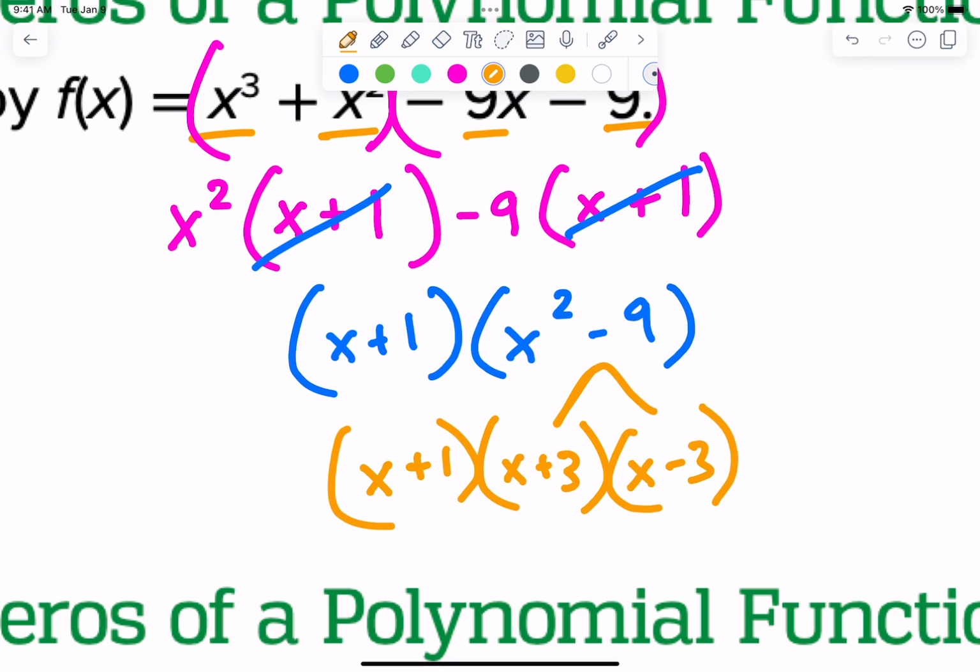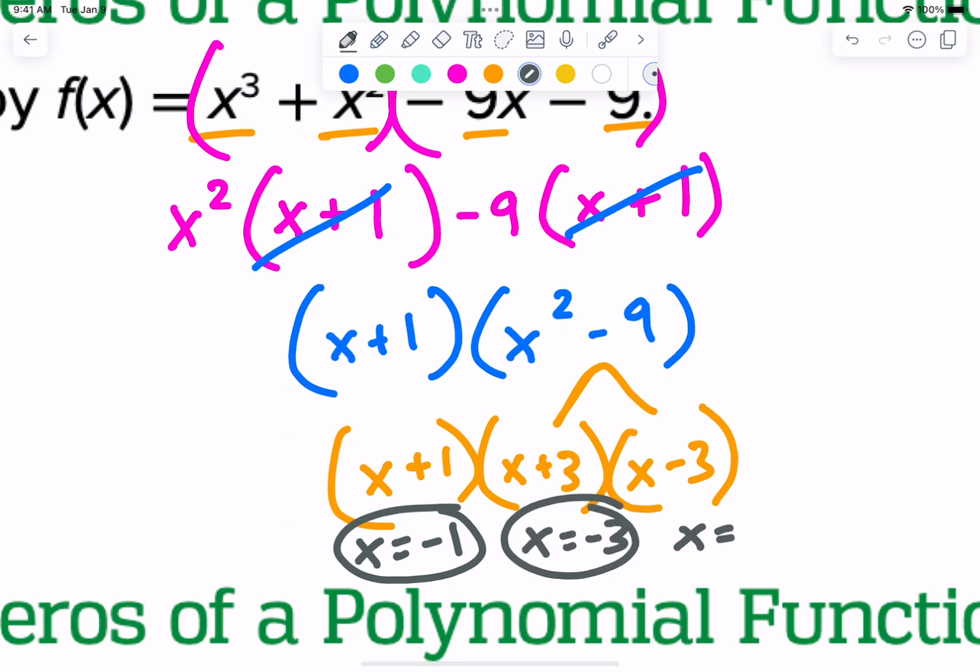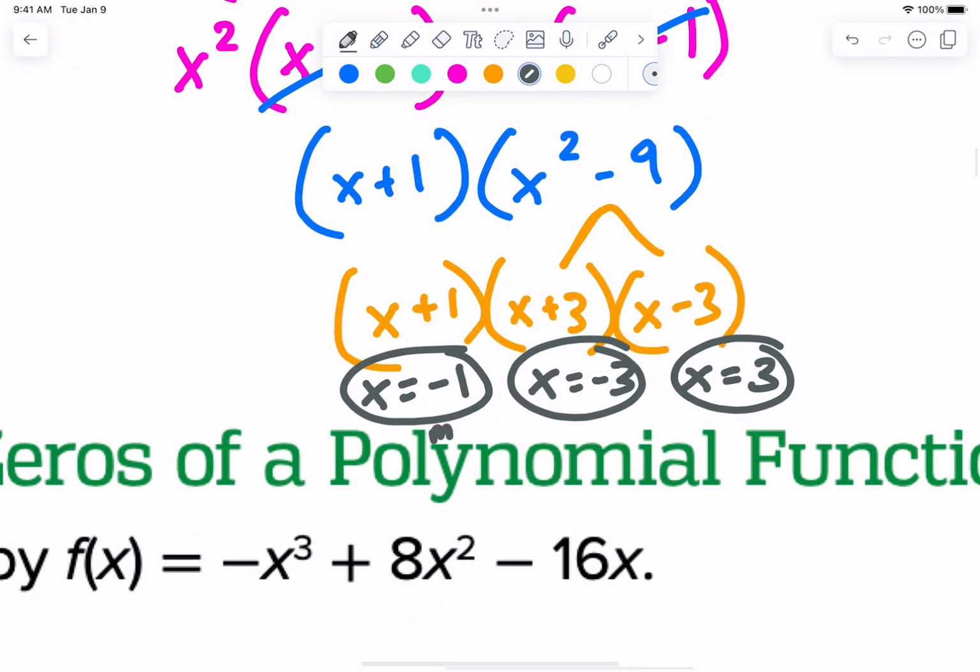All right, so what are my zeros going to be? Negative 3, positive 3, negative 1. Negative 1, negative 3, positive 3, whichever order you want to go in. What's the multiplicity of each one? How many times is negative 1 showing up as an answer? Once. How many times is negative 3 showing up as an answer? Once. How many times is 3 showing up as an answer?